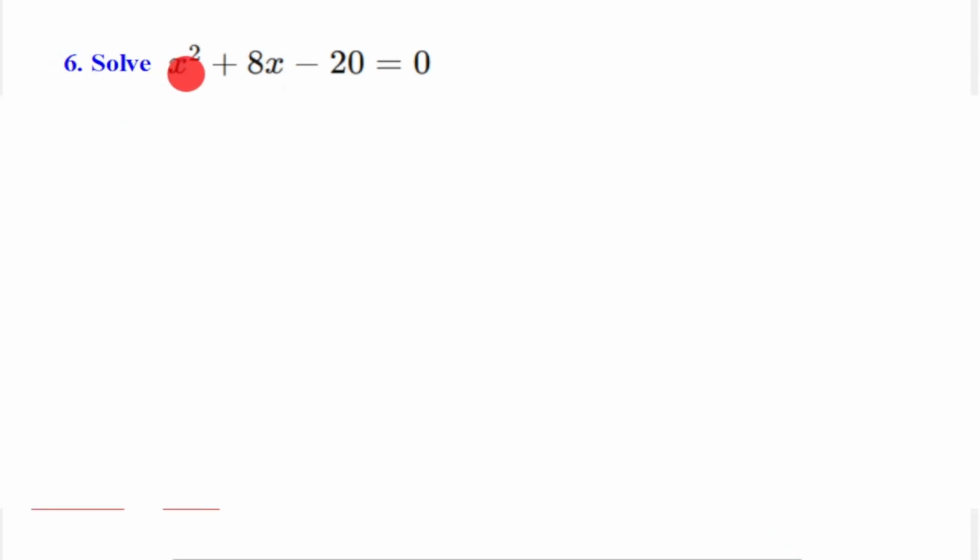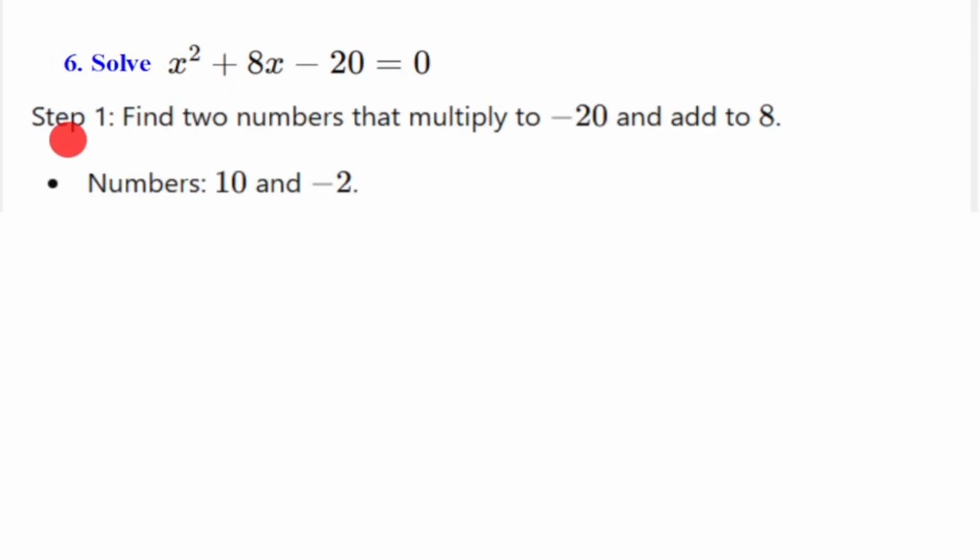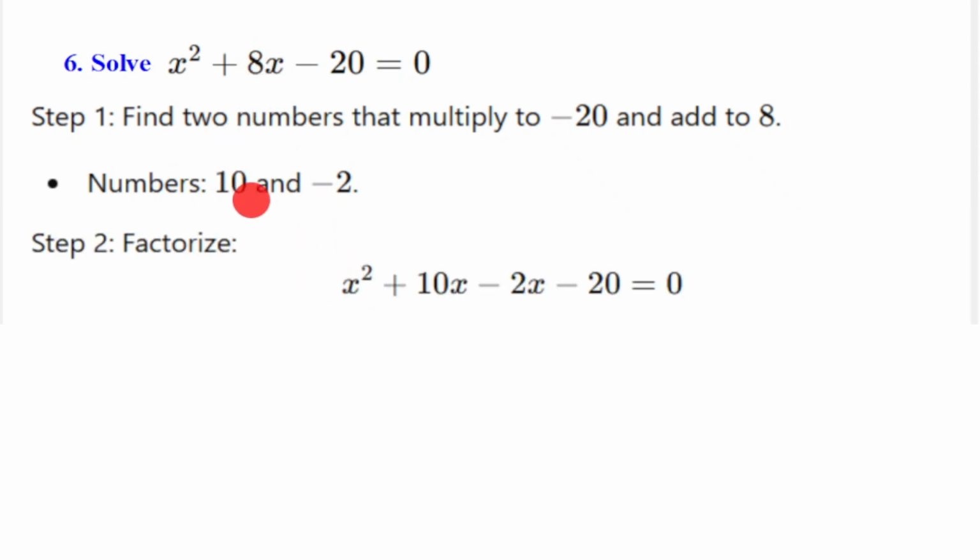6. Solve x squared plus 8x minus 20 is equal to 0. Step 1: Find the two numbers that multiply to minus 20 and, when we add, give 8. The numbers are 10 and minus 2. Then insert these two numbers as coefficients of x in place of 8x. So when we write, replacing 8x by these two numbers, we get x squared plus 10x minus 2x minus 20 is equal to 0.